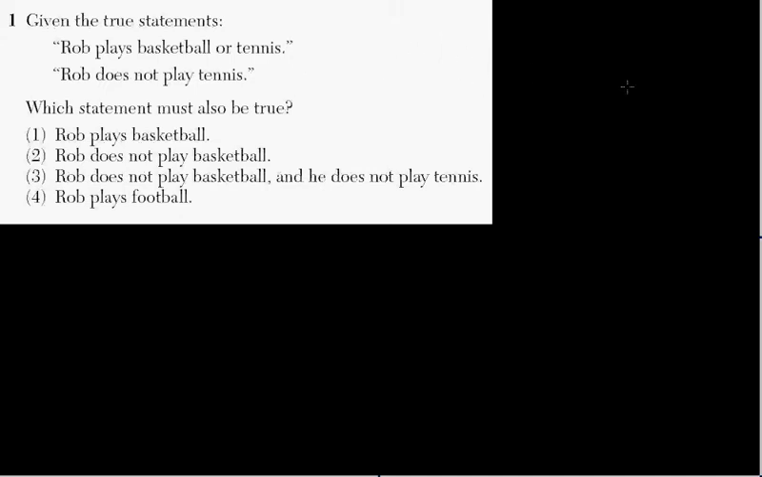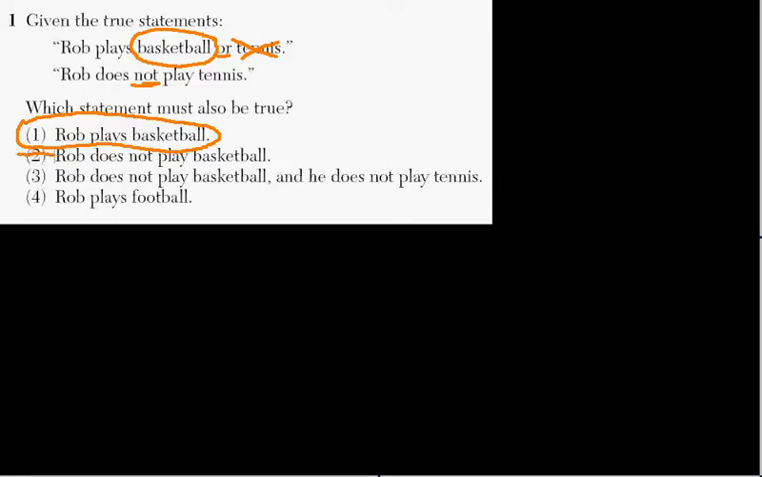This should be a relatively quick problem to do here, because if Rob plays basketball or tennis, that means one or the other. Either Rob plays basketball and that's it, or Rob plays tennis and that's it. The next statement here says Rob does not play tennis. Well, we go back to our first sentence. He doesn't play tennis. The only thing he must play then is basketball. So the only thing we know for sure is true is number 1.